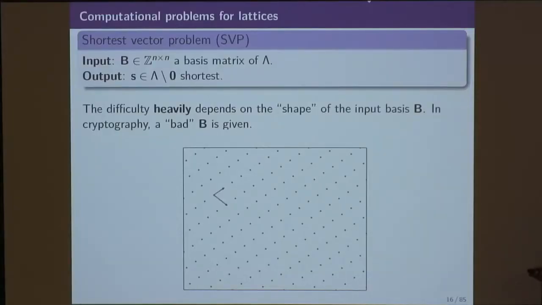If we just look at this two-dimensional lattice graph, represented by these green dot points, even visually this seems to be a very easy problem, because this blue one seems to be the shortest lattice point. The main difficulty of the SVP problem depends on the input shape of the basis B.